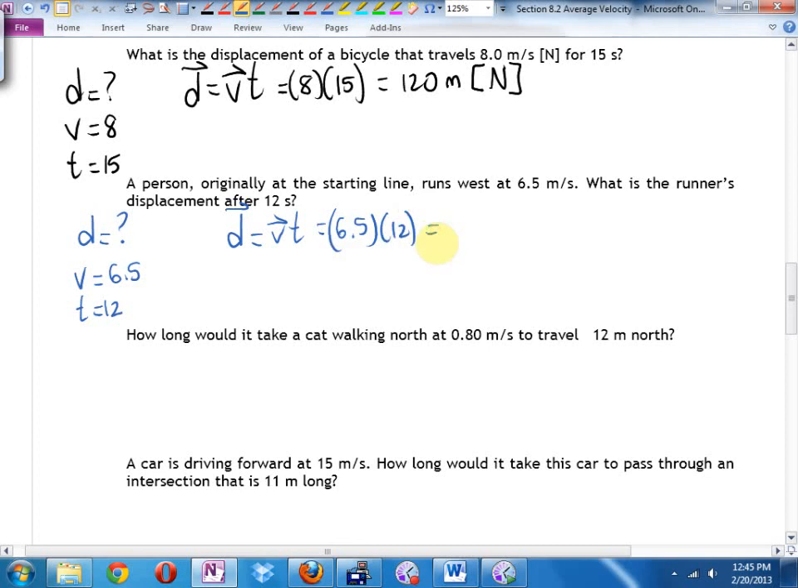Can I do this in my head? Sure I can. 6 times 12 is 72. 0.5 times 12 is 6. 78? Double check. Yes? Yeah? 78 what? Meters? Direction. Mr. Dueck, could I call that negative 78? Technically, but if they give you a west direction, put the little west in brackets. That's clearer.